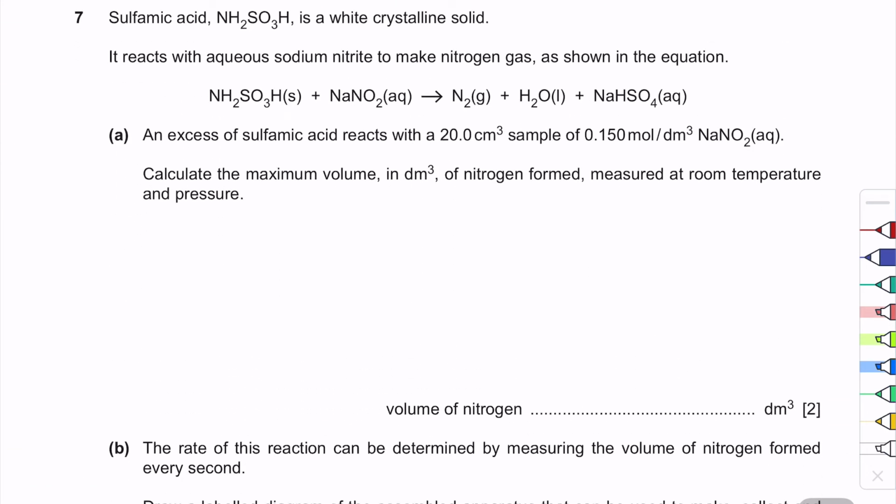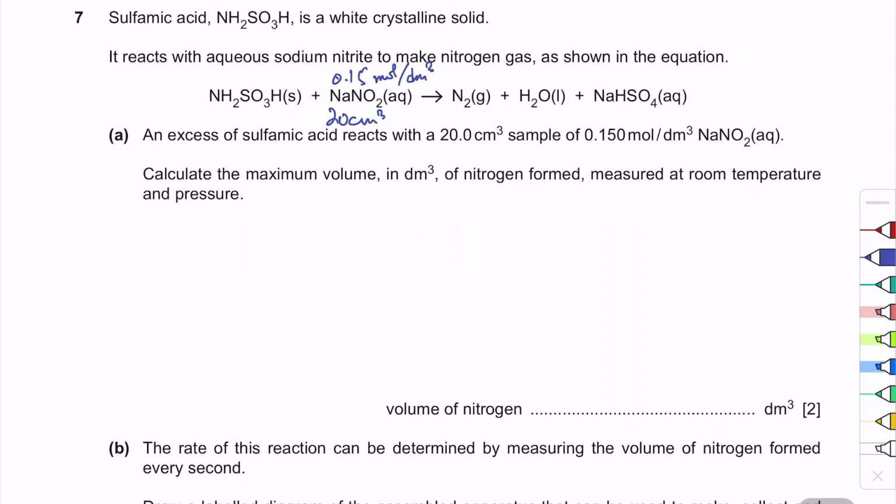Sulfamic acid is a white crystalline solid. What is sulfamic acid? Okay, this whole thing. It reacts with sodium nitrite to make nitrogen gas, as shown. An excess of sulfamic acid reacts with 20 cm cube. Because sulfamic acid is in excess, we'll just ignore it. Let's look at what we have left. So we have 20 cm cube of 0.15 mole per dm cube NaNO2. So let's write down this information. So we have 20 cm cube and 0.15 mole per dm cube. We got this information.